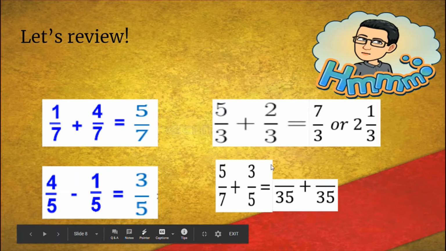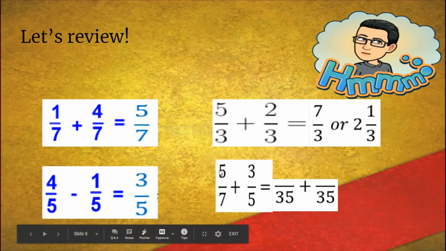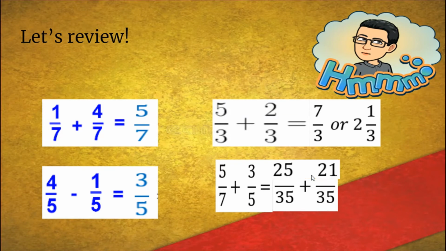Since we already found their least common denominator, the next thing we're going to find out is their numerators. What will be the numerator for 5/7? To find out, all we have to do is divide 35 divided by 7. The answer is 5, and 5 we're going to multiply to our numerator. 5 times 5, so the answer for this one is 25. Same with our second fraction. 35 divided by 5 is 7. 7 times 3, the answer is 21.